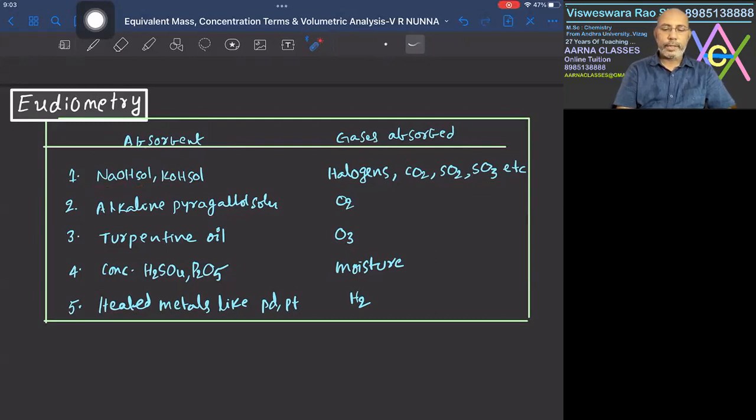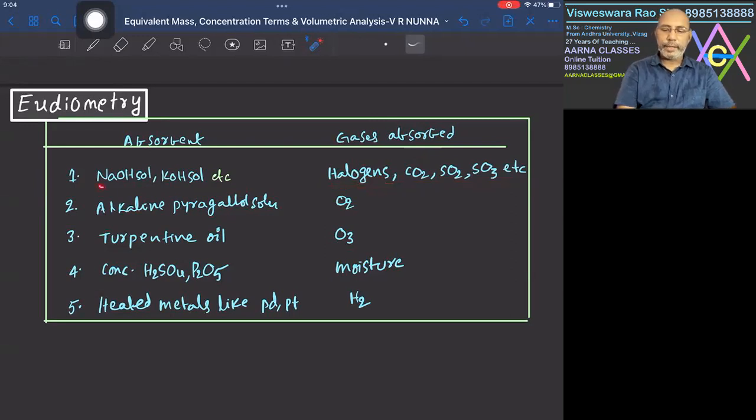Alkaline solution: sodium hydroxide solution or potassium hydroxide solution or anything. For example, the paper setter may also give barium hydroxide solution. Generally, he gives sodium hydroxide, potassium hydroxide, and so on. That is a basic solution. Those basic solutions absorb halogens, carbon dioxide gas, sulfur dioxide gas, sulfur trioxide gas. In most of the cases we will get carbon dioxide gas, but as information, I'm giving the other things also.